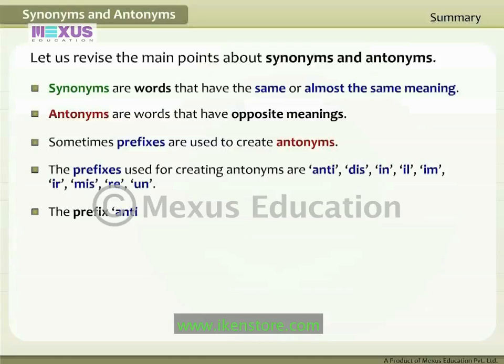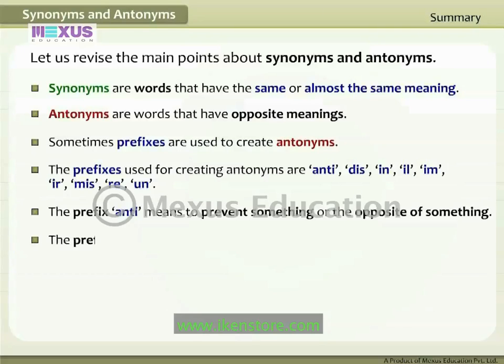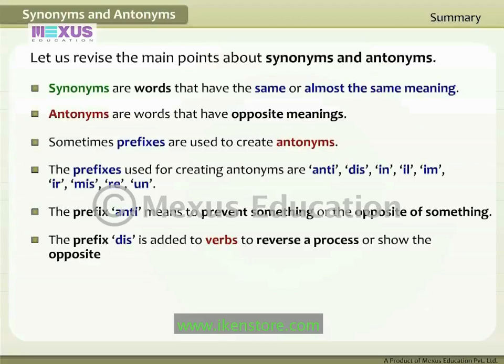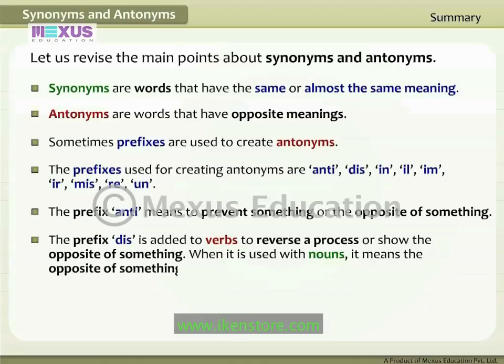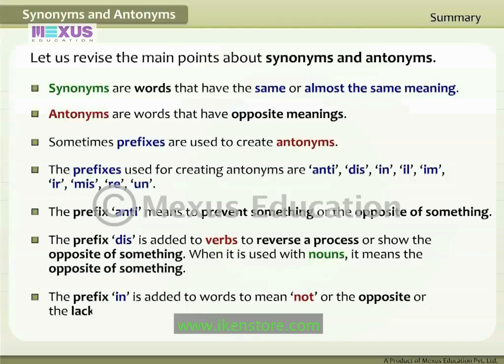The prefix anti means to prevent something or the opposite of something. The prefix dis is added to verbs to reverse a process or show the opposite of something. When it is used with nouns, it means the opposite of something. The prefix in is added to words to mean not or the opposite or the lack of something.